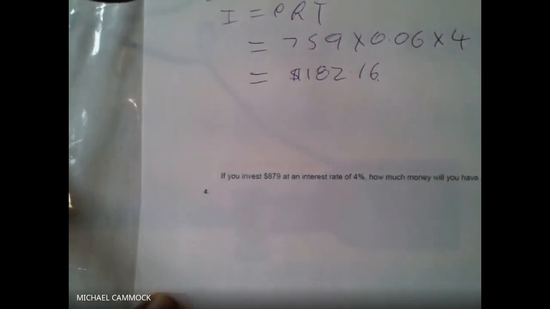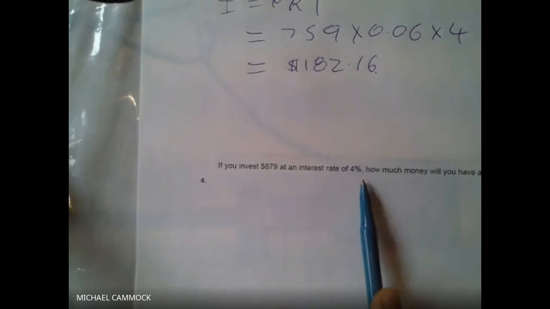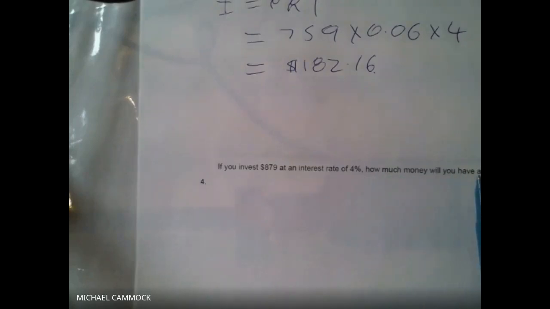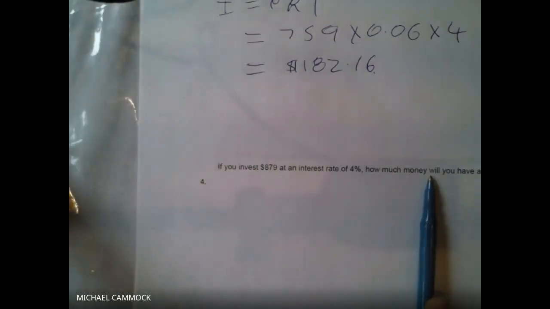Actually, I have the question on the camera here, so you could look at the same question. If you invest $879 at a rate of 4%, how much money will you have after 5 years? They didn't say how much interest will you earn, which would be interest. How much money will you have? That means you would have both your original principal, Mohammed, plus the interest that you earn on top of that. Does that make sense? Yes. So that's why that is amount.